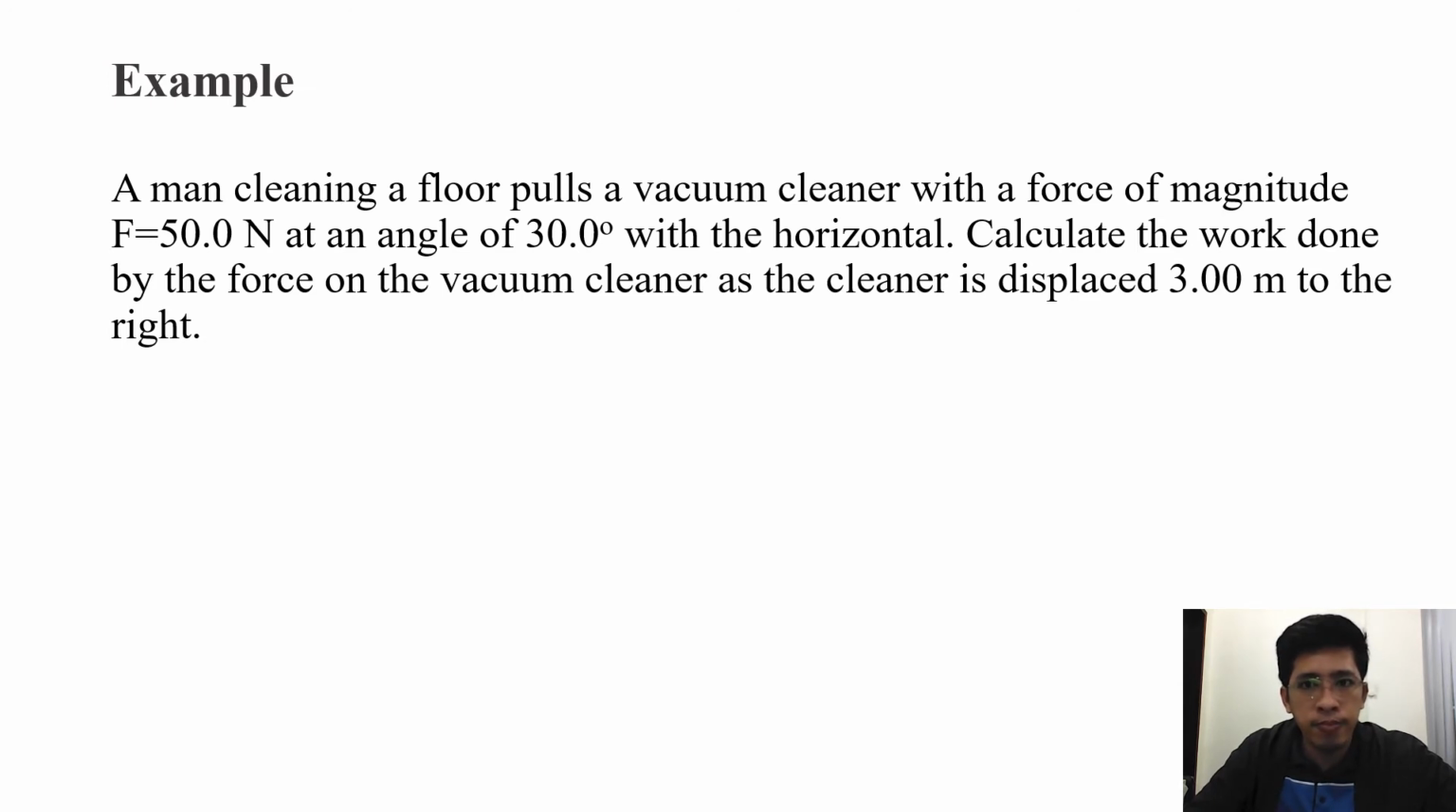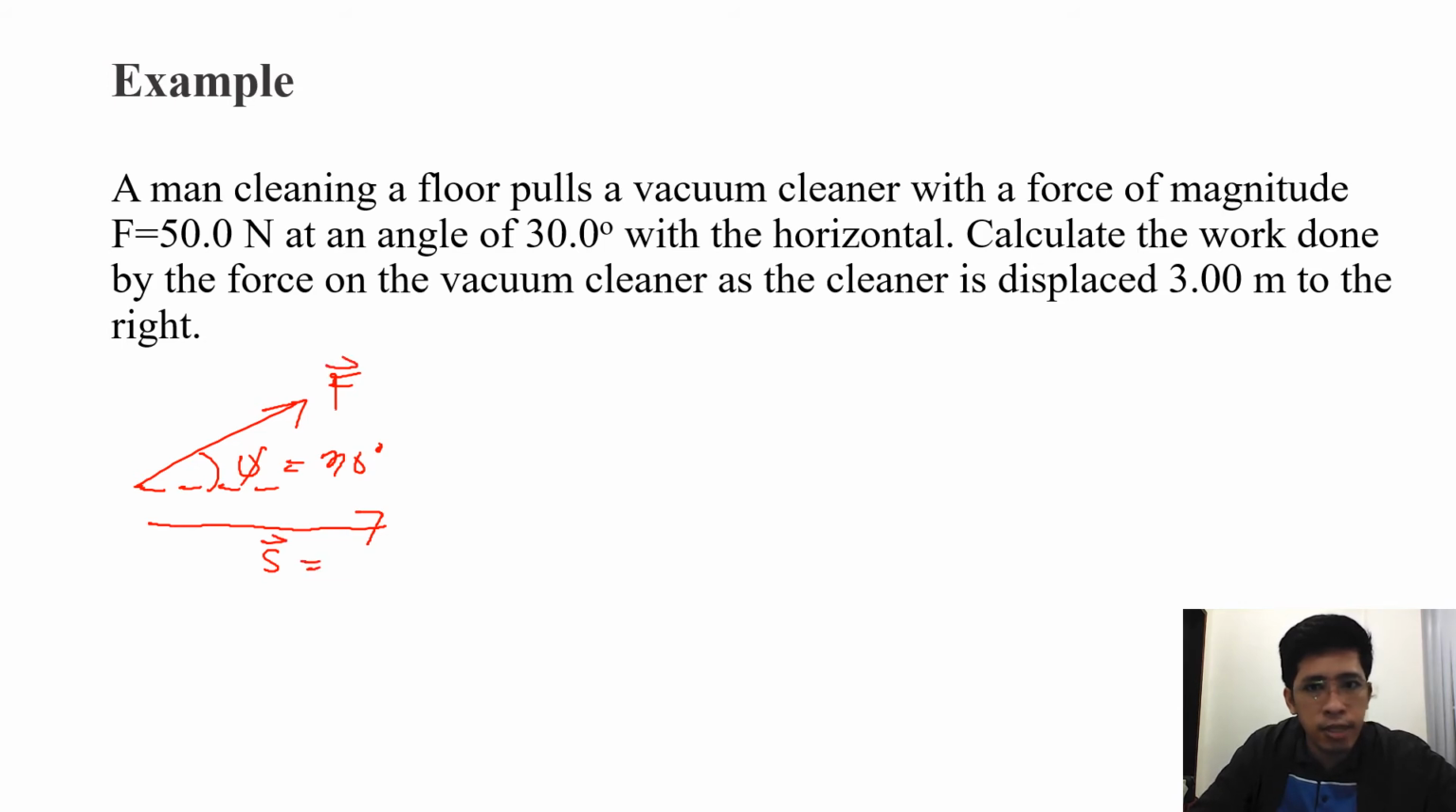You have a man applying a force of magnitude 50 newtons at an angle of 30 degrees. So your force here is at an angle phi that is equal to 30 degrees. And then the vacuum cleaner is displaced to the right. So you have your displacement here, S, which is equal to 3 meters. So here your work is simply Fs cosine phi.